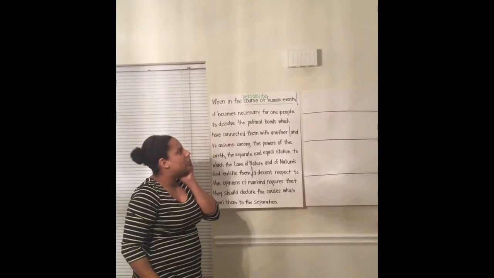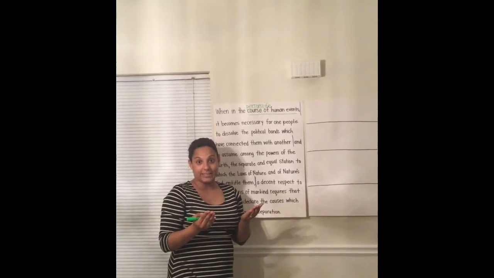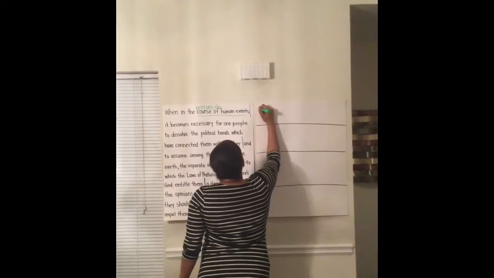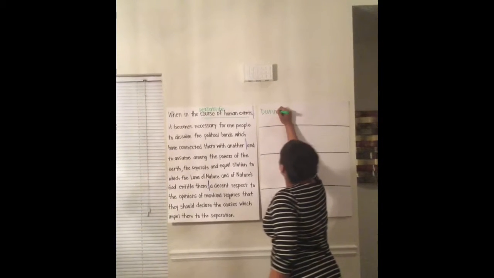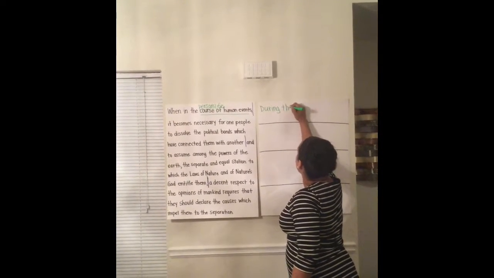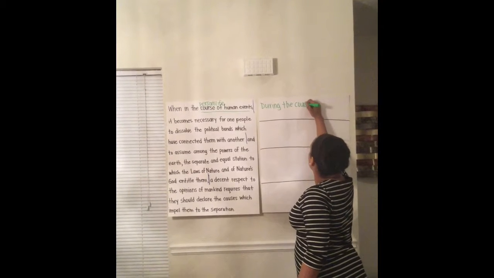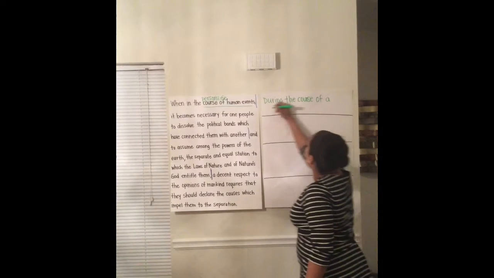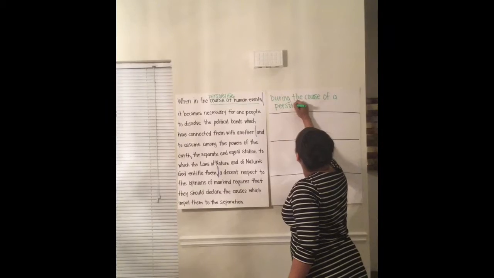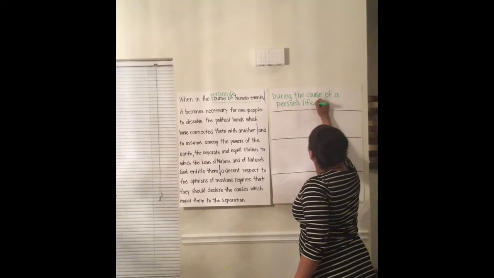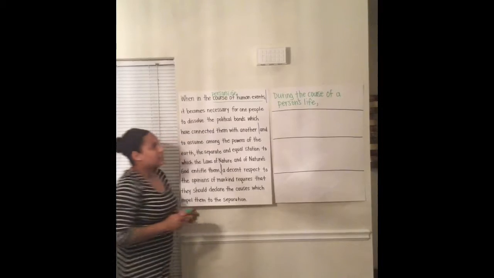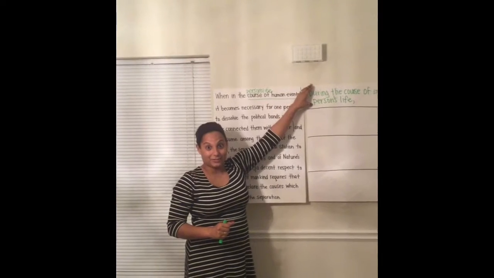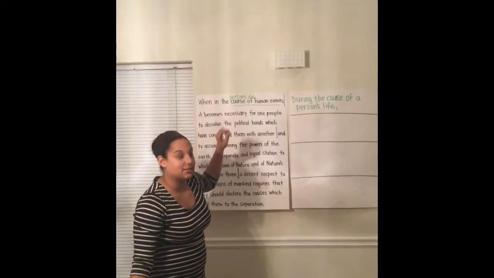Person's life. If I were to now change this whole phrase into something we might use nowadays, I would write, during the course of a person's life, comma. Right? So that kind of changed "when in the course of human events" into something that I understand. I'm going to keep going on to my next section.